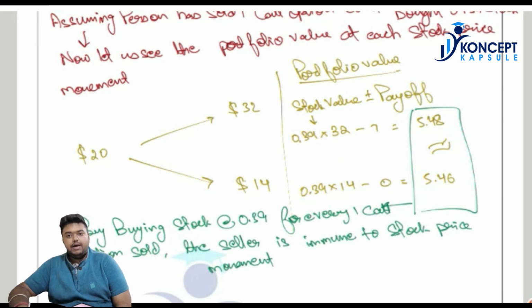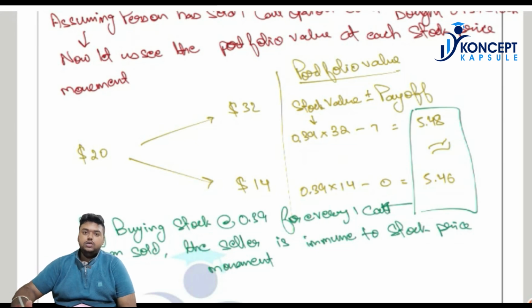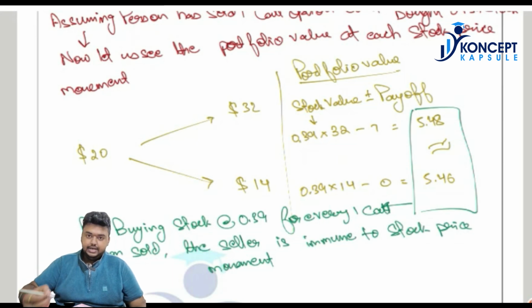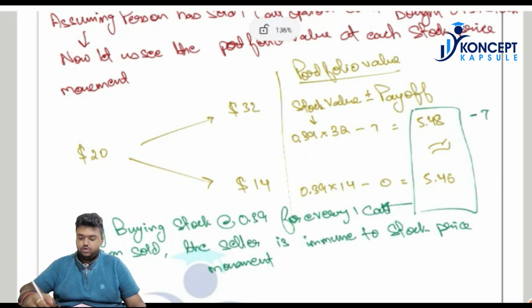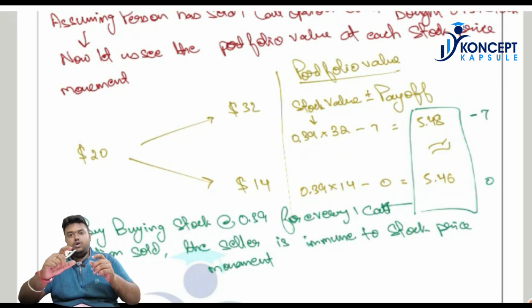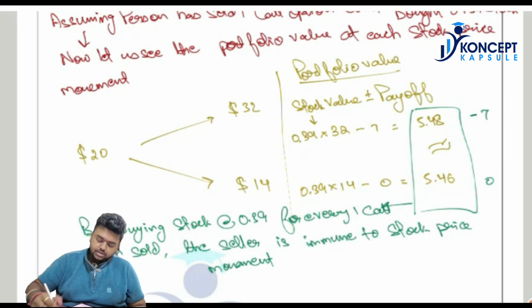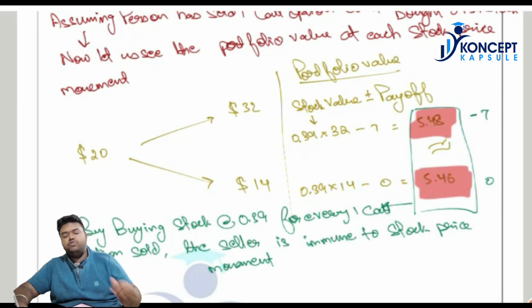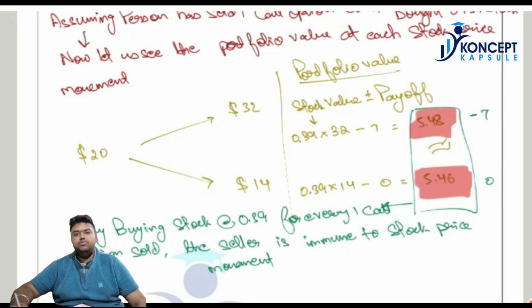Otherwise, what would have happened if the stocks were not owned? Then what value would a person have had? In case the price had moved to 32, it would have been minus 7, and when the price had fallen down to 14, the value would have been 0. So there are different values at different nodes, at different price movements. However, with the stock being bought at the hedge ratio, the value of the portfolio remained constant. So the person becomes immune to the movement of the stock prices, guys.